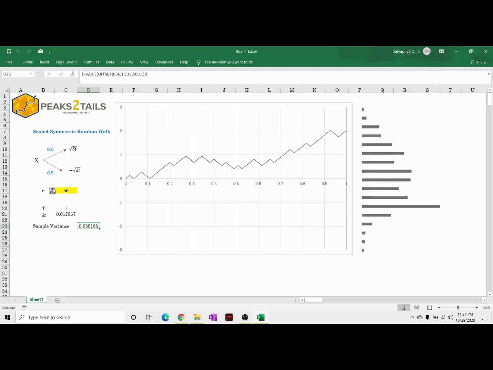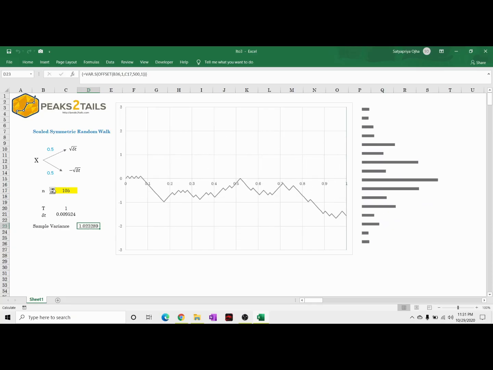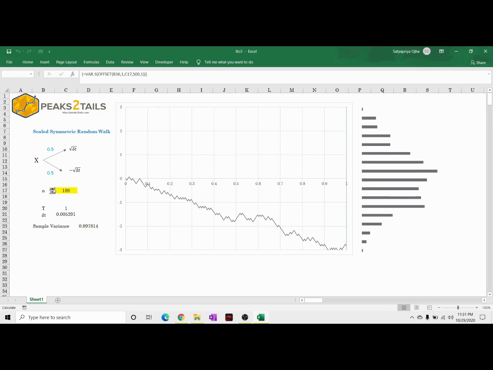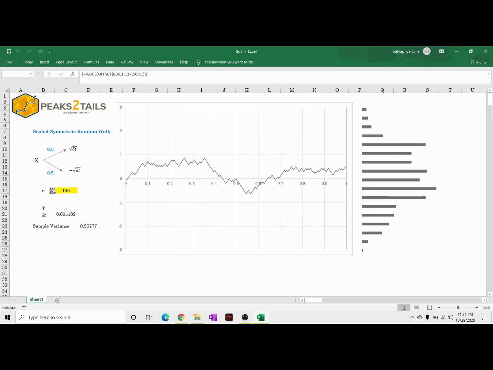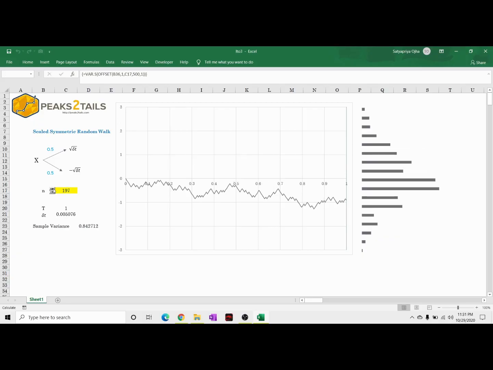As you can see, the variance remains constant, close to 1. So as I'm increasing the number of steps, the up move and down move factor gets scaled down, and the final variance of the process at t equal to 1 remains 1.